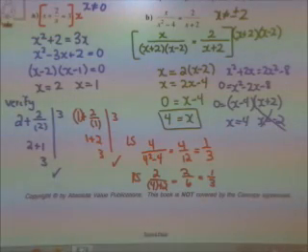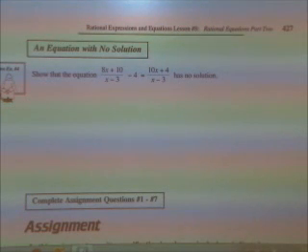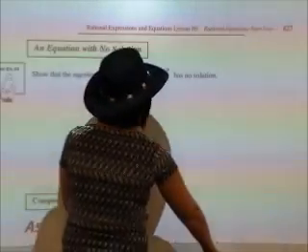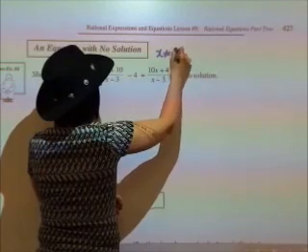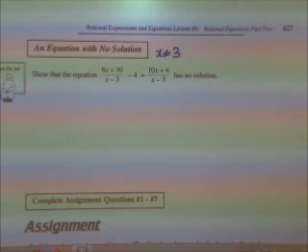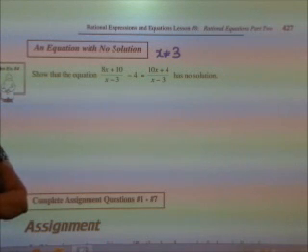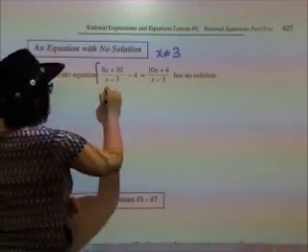Okay, one more question. Show that the following equation has no solution. So what can't x equal in this question? That's what we start off with. 3. X cannot equal 3. I have more than one term on one side, so I can't use the cross multiplying. So what would I multiply each term by to get rid of the denominators? X minus 3.